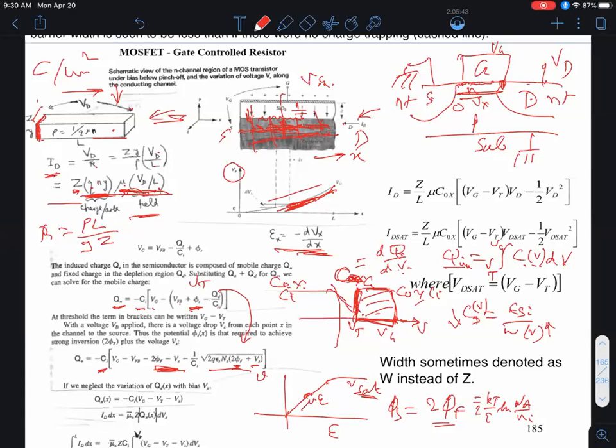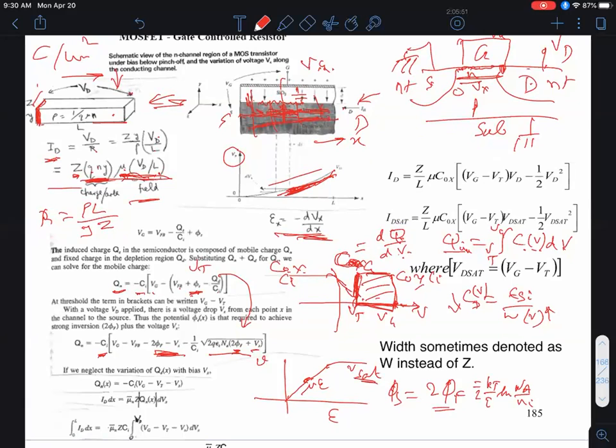And because this inversion charge decreases, the electric field has to increase to make sure that the product of the two stays the same, okay? All right, so now hopefully you understand that, okay? You can calculate the current as shown over here.